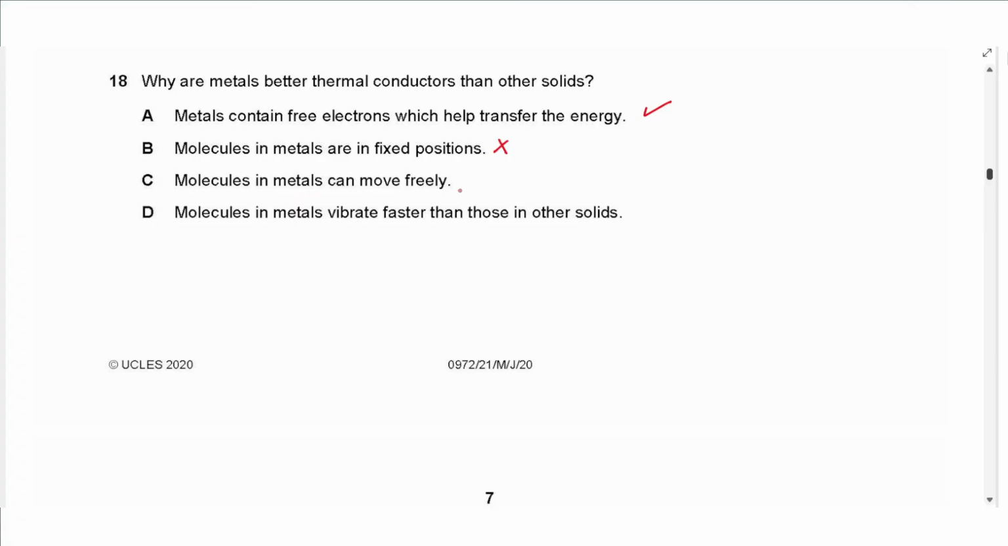Molecules in metals can move freely. No. Molecules in metals vibrate faster than those in other solids. No. So the answer is A.